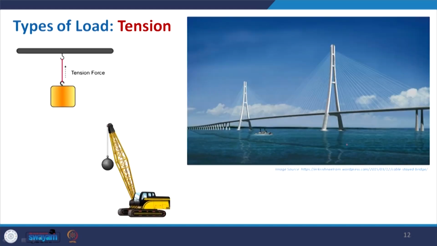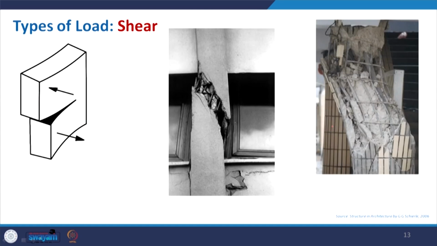Here is the tension I have already mentioned with the spring. Even with a material like steel, there will be some deformation after a certain yield stress. This is the crane, where all these cables are in tension and these are in compression, so they balance each other to maintain equilibrium. The shear I have already shown with the thermocol, the way it got broken.